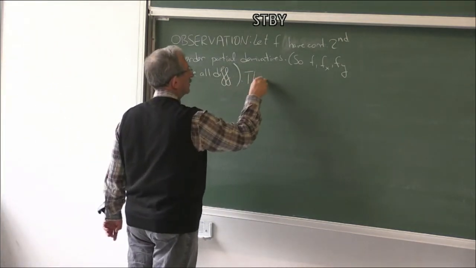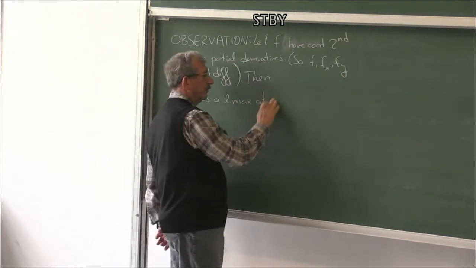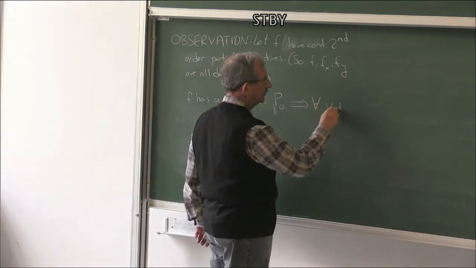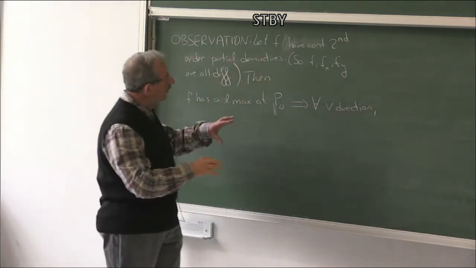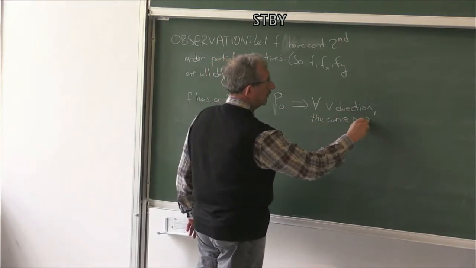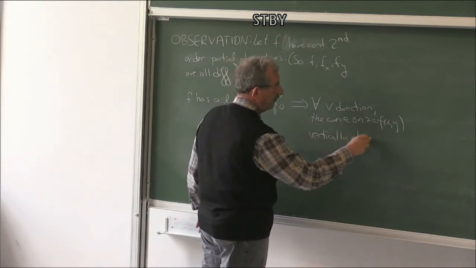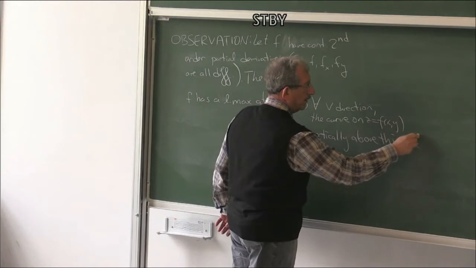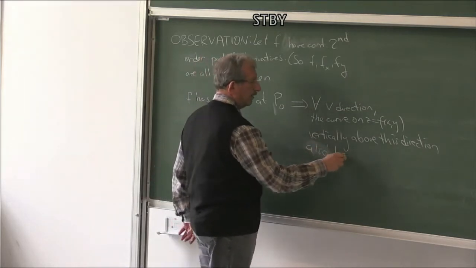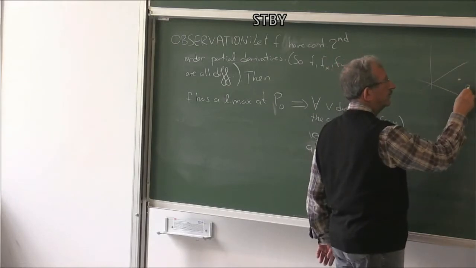Then, f has a local maximum at P0 implies, as we already figured out, that in all directions, that is, for every direction v, the curve on top of this direction, vertically above this direction, f also has a local maximum.